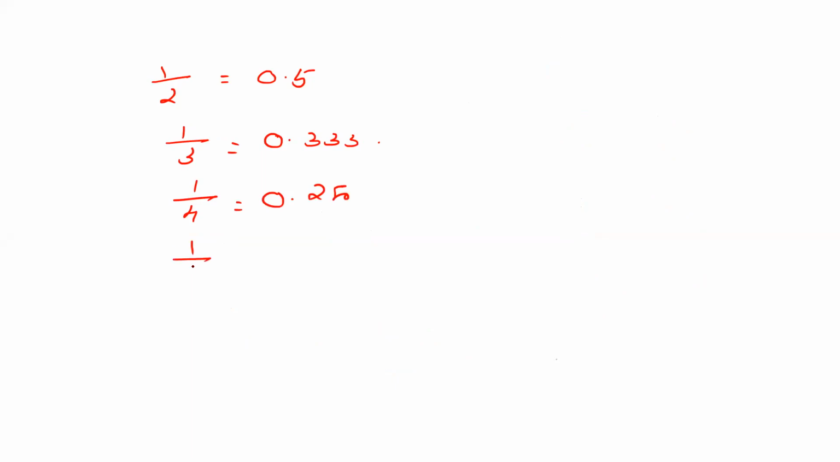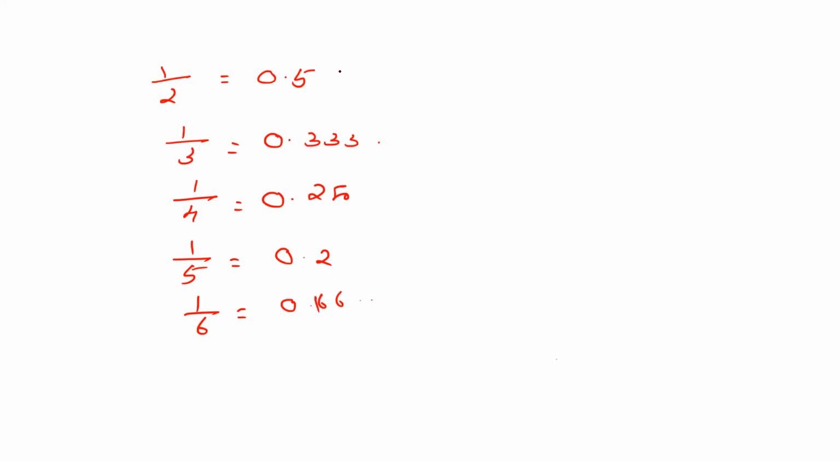Now, you know 1 by 2 is a rational number. What is the decimal form? 0.5. 1 by 3 is 0.3333, etc. And 1 by 4 is 0.25. And 1 by 5 is 0.2. And 1 by 6 is 0.1666, like that.